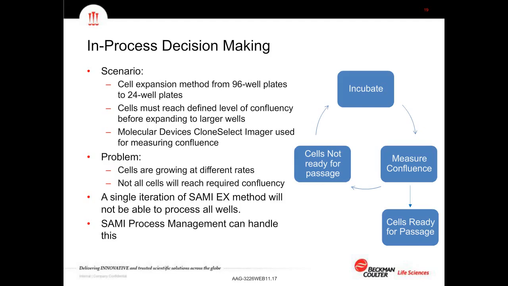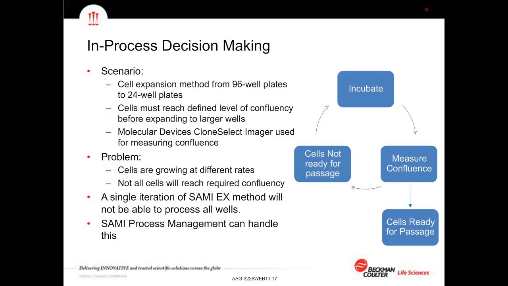But our cells all grow at different rates, so how do we deal with that? And so here you can just see on the flow chart on the right, typically what happens is the cells come from the incubator, we measure the confluence, and then some wells move into the passaging route, and some cells do not. They get passed back into the incubator. This means we now split our plates into different groups at this stage, and depending on their process stage, SAMI process management can handle all of this for you.